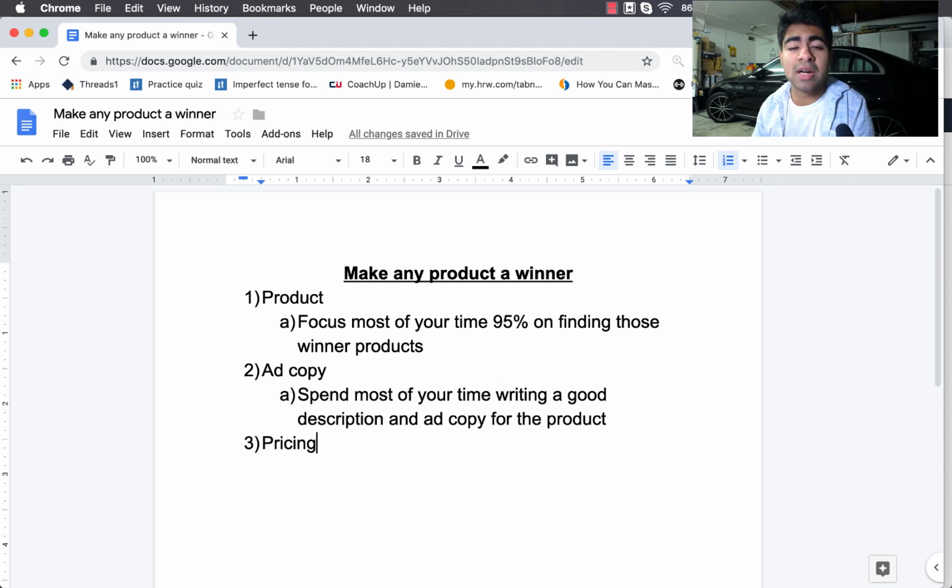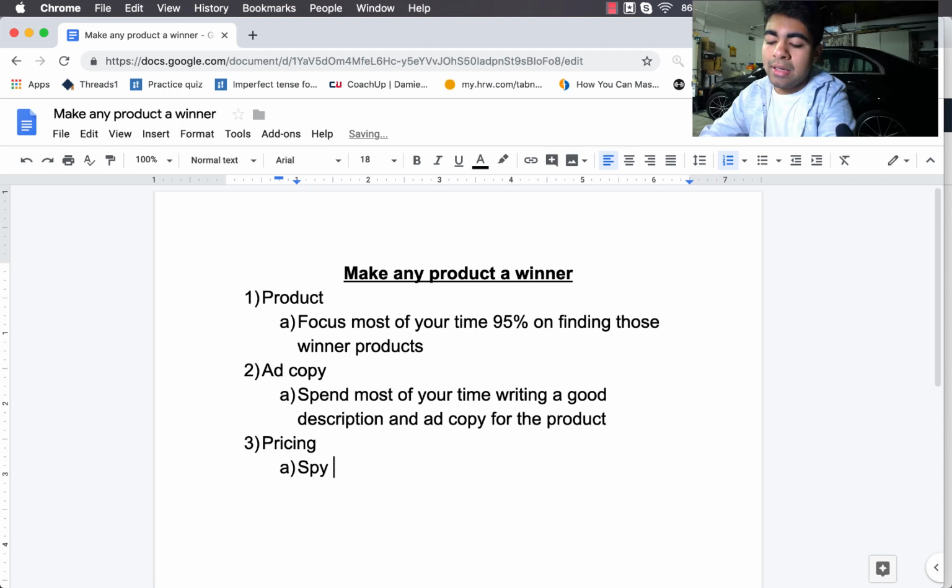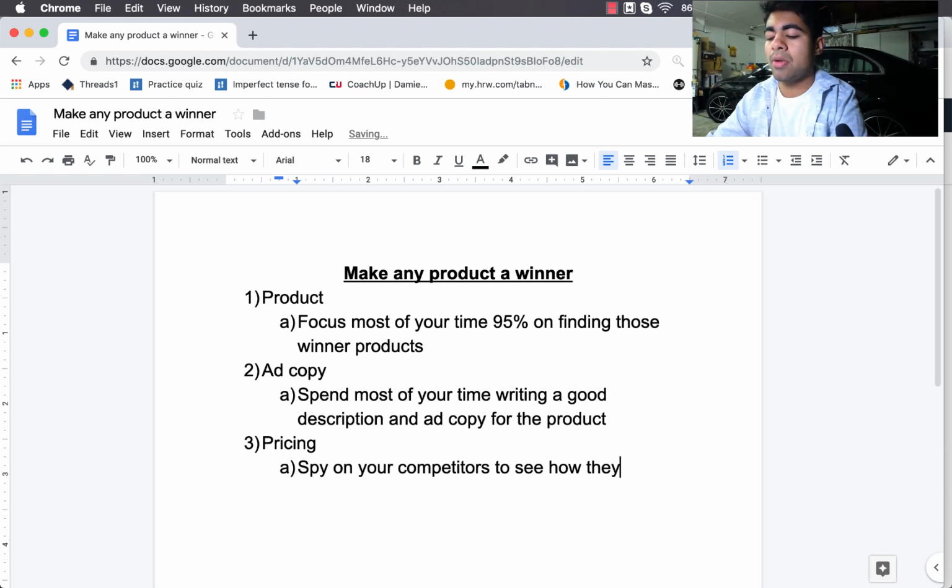One way to really determine how to mark up your pricing for the items is to spy on your competitors and see what they're doing. So let's write this down. Spy on your competitors to see how they're pricing their products.